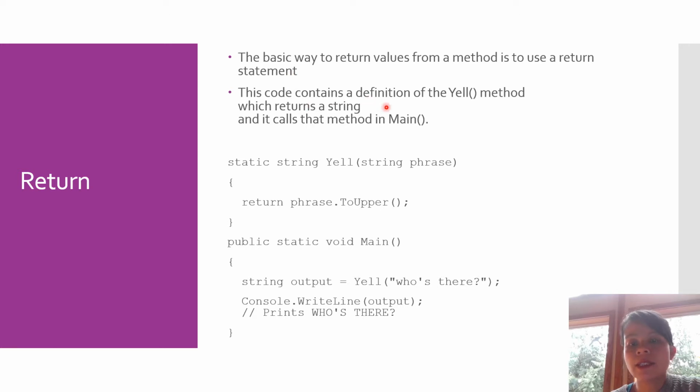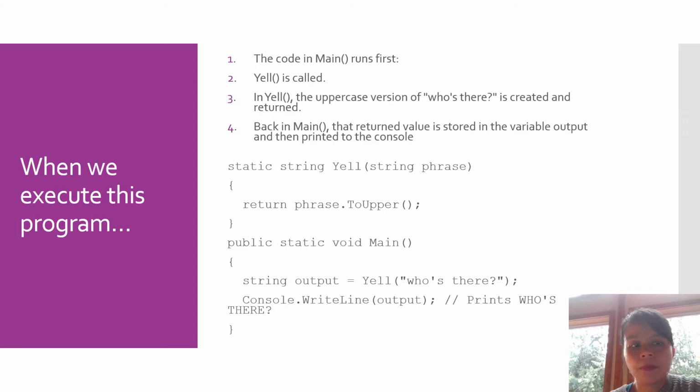This code contains a definition of the yell method, which returns a string, right? And it calls that method in main. Here we have main, and it calls that method right here. So when we execute this program, the code in main runs first. Where's main? Over here. So that's what's going to run.